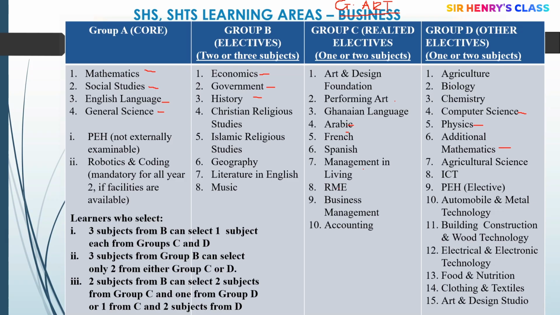Now what if you choose 2 subjects from group B? Then you can select 2 subjects from group C and then 1 from group D. So if you select just 2, let's say econs and then government, then group C, you are going to select 2, maybe RME and then accounting. Then you select 1 from D, maybe ICT. On the contrary, you can also do 2 for group B, 1 for group C, and then 2 for group D. That is how it is done.